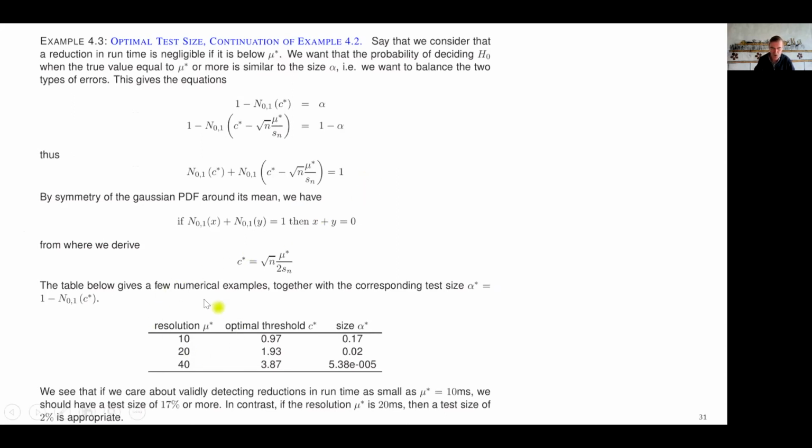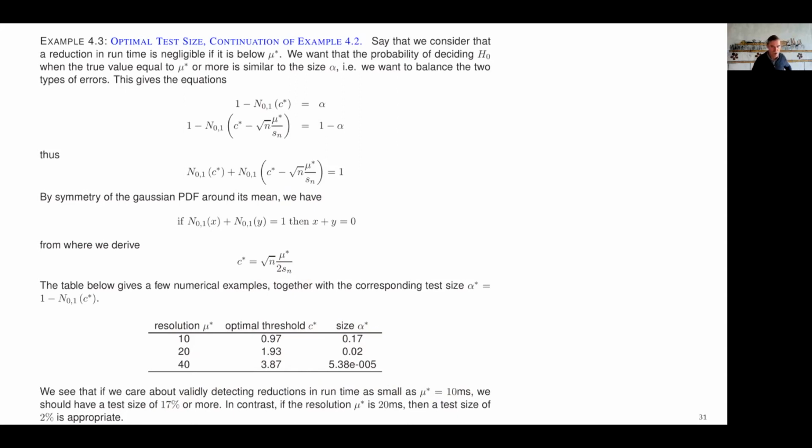In general, I could try to balance my test. For example, if I have an optimal resolution, although my parameter is continuous, in practice we can still declare what we think small means. If we think that small means 10, then the optimal threshold should not be the one we had before. And if we want a balanced test that gives the same probability of type 2 error and type 1 error when we're above the critical resolution, that forces us to have a type 1 error that is, for example, 17%. So if the resolution of what we care about is 10 milliseconds, then we should do a test of size 17%. Right?